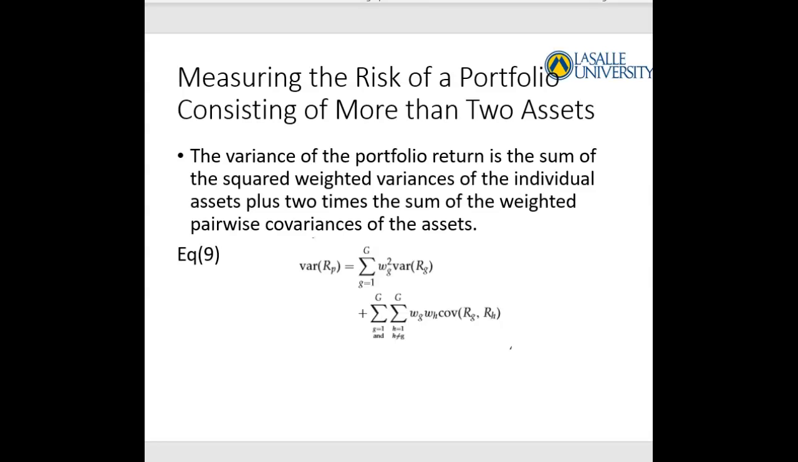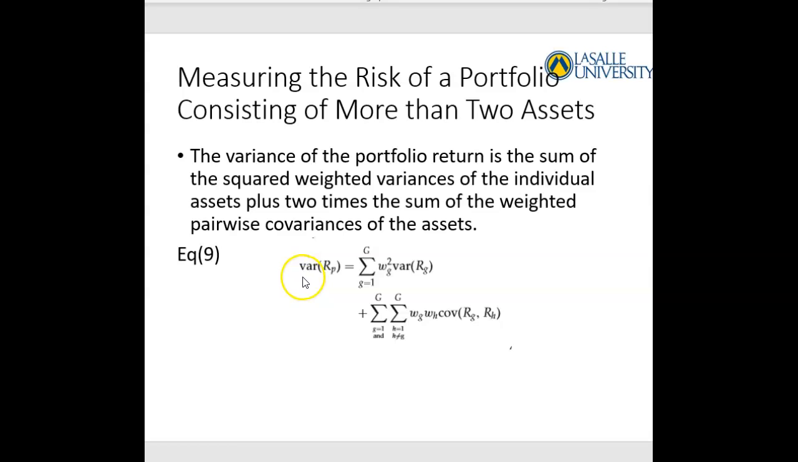In other words, when you add a third asset to your portfolio of two assets, you also need to consider the covariance of that third asset with the previous two assets that were already there.